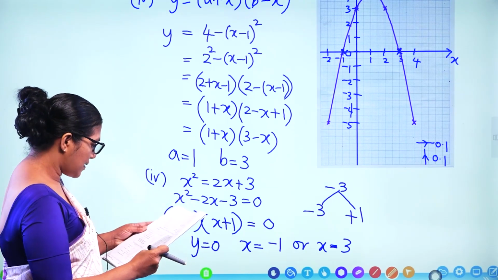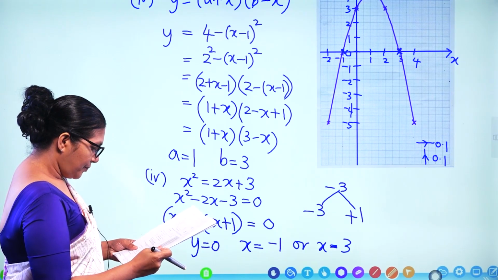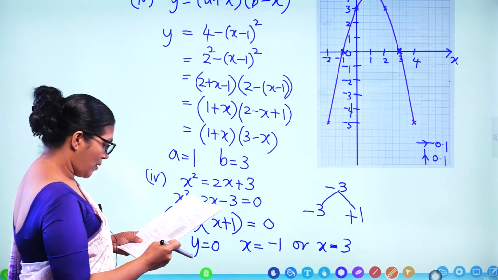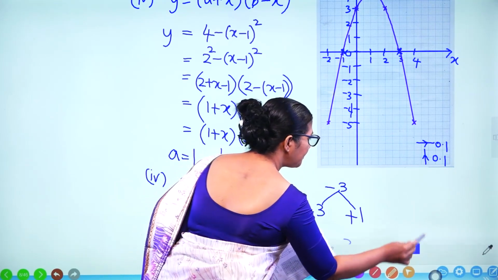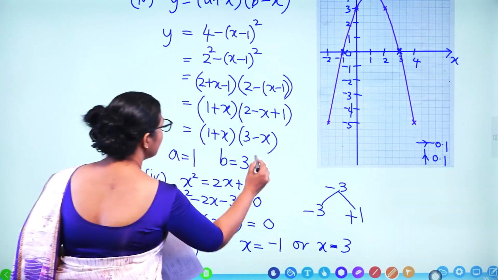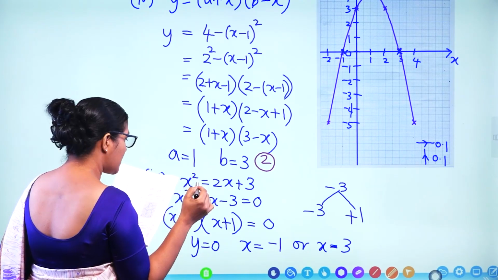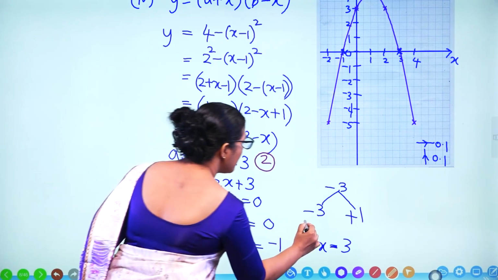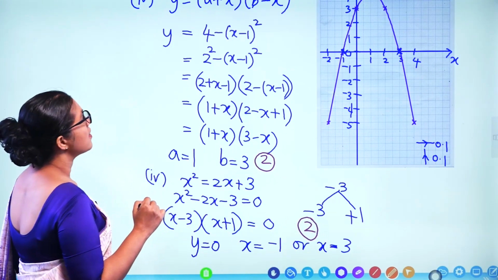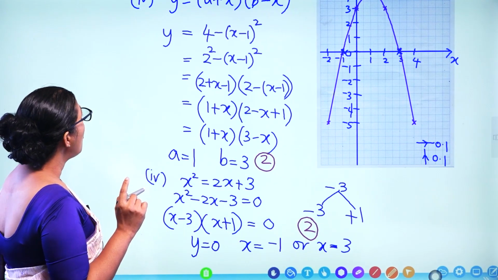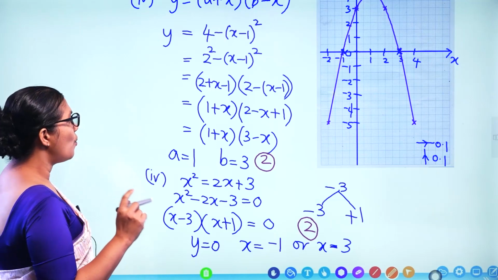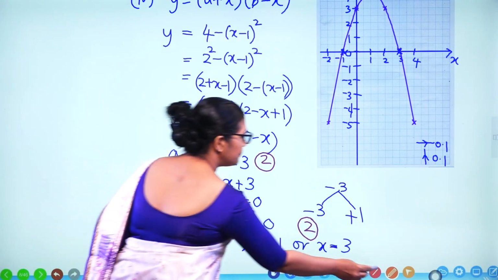So how many marks? 1 and 3, you get 2 marks there. And here x equals minus 1 and 3, here also 2 marks. So we gave altogether 10 marks for the whole question.